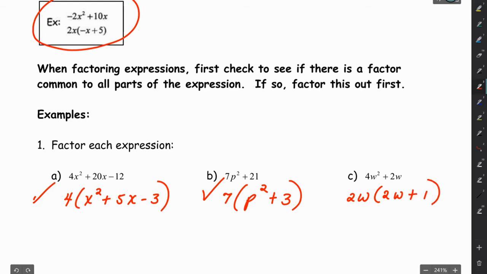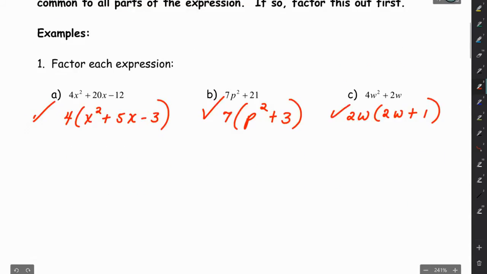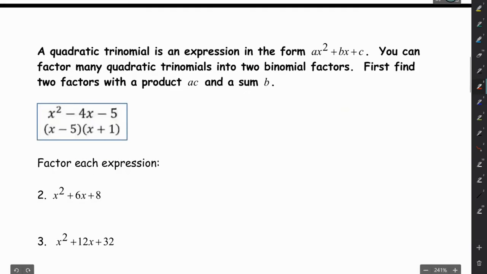And the GCF for part C is 2w. Now, just a little tip, if you're not sure if you factored it out correctly, just go back and multiply what you pulled out to each part in the term. So 2w times 2w gives me 4w squared. And 2w times 1 gives me 2w. So I know I did that correctly. All right, and part C is now fully factored. All right, so moving on.